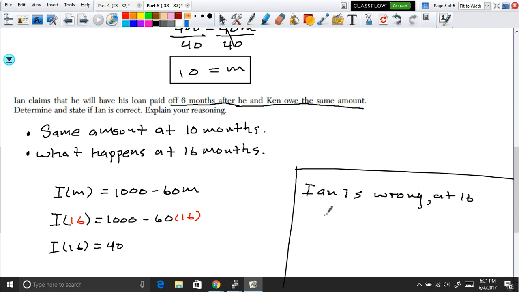At 16 months, he will owe $40. All right, this concludes our review for the Algebra 1 Regents for January 2017. Hopefully this was helpful.